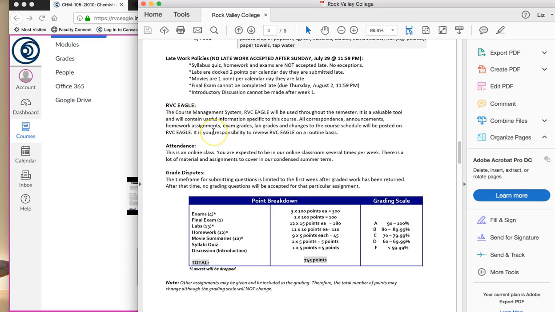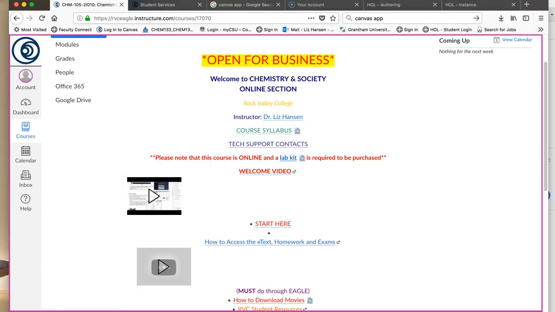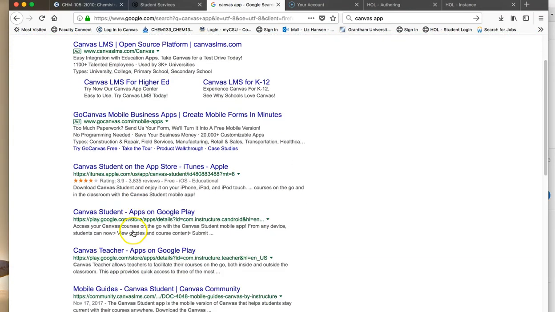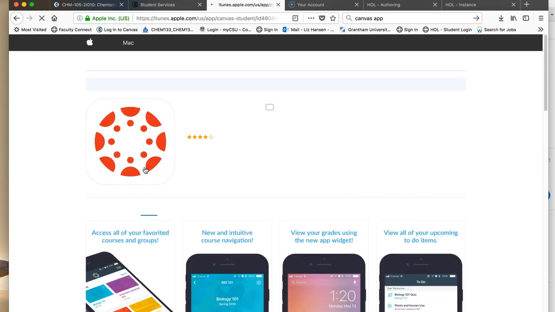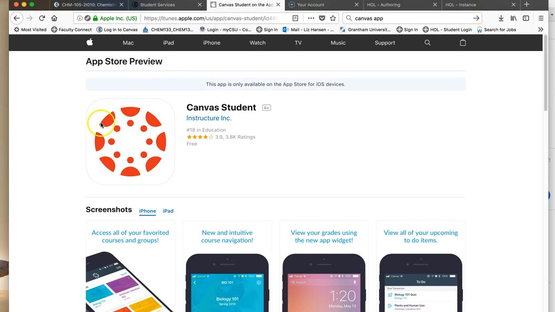All right, I use Eagle for a lot of things. One thing I do want to mention while I'm mentioning Eagle, and that is, for those that don't know, Eagle is what RVC calls this, but the program itself is called Canvas. And Canvas has apps for your different devices. So whether you use iOS, whether you use Android, I want you to download the Canvas Student app. And I want you to do this for several reasons.